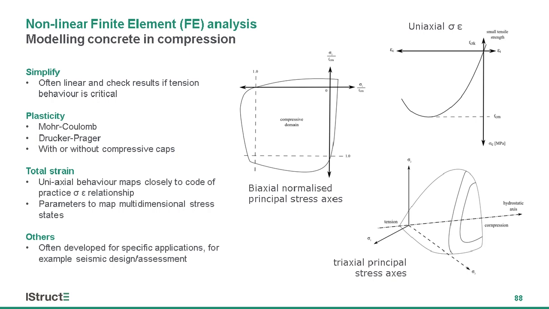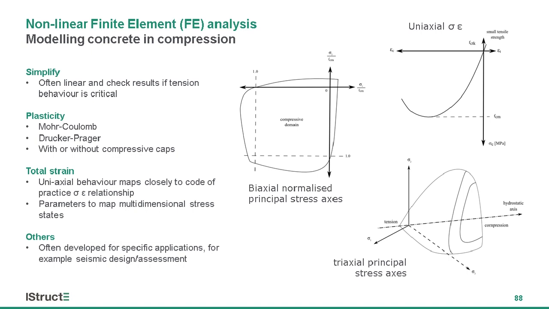So this is just a little bit on concrete in compression. The stress states on the right-hand side that Jan talked about, so there's the uniaxial curve at the top there, biaxial behavior, and then in some cases triaxial behavior. So the options really, I suppose, are, to be honest, in compression, quite often we will simplify the thing and keep the behavior linear, and then check the results. And then that's more efficient computationally.